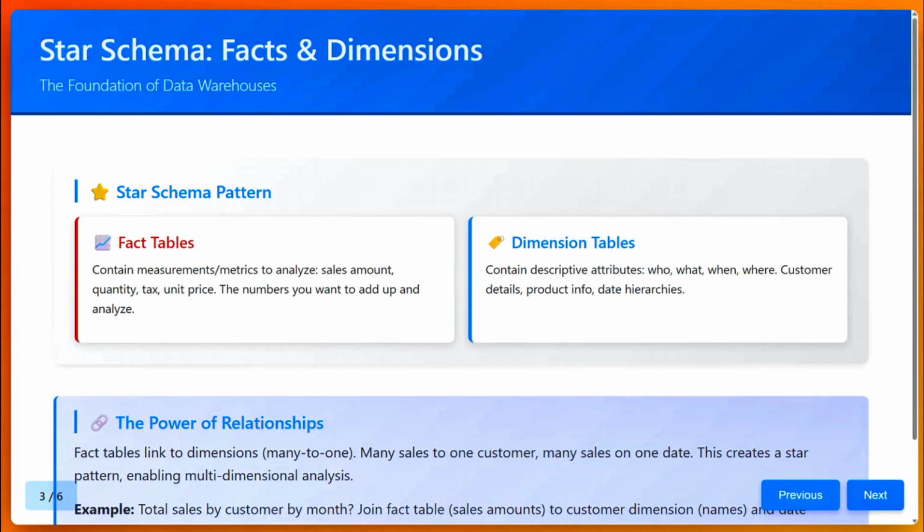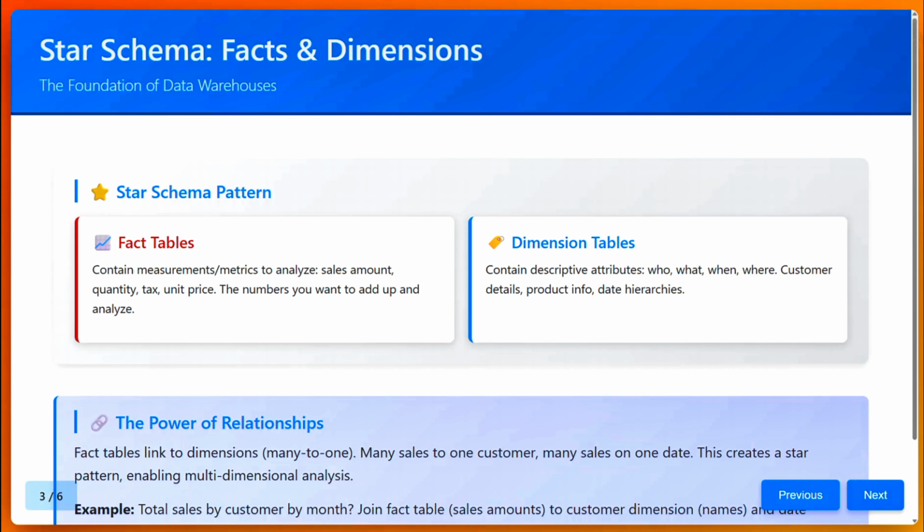Now let's talk about how data warehouses are typically structured. Most data warehouses follow what's called a star schema or snowflake schema. And these are built around two types of tables, fact tables and dimension tables. A fact table contains measurements or metrics you want to analyze. Think of a sales scenario. A fact table might have columns like sales amount, quantity sold, tax amount, unit price. And these are the numbers you want to add up, average, and analyze.